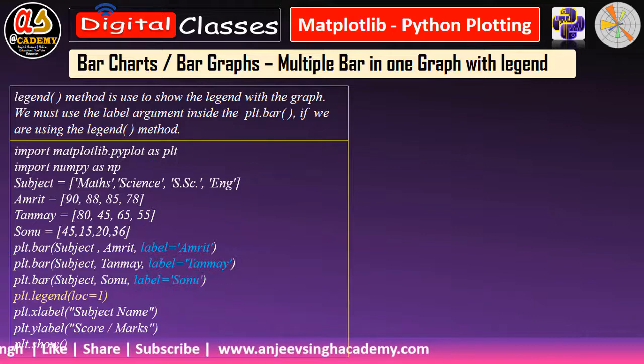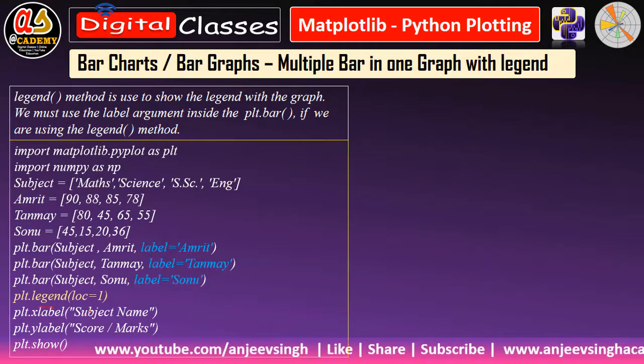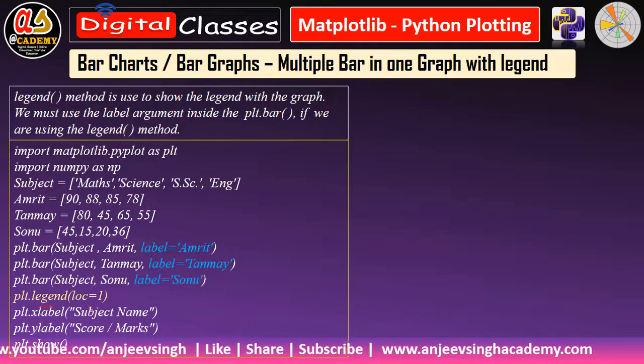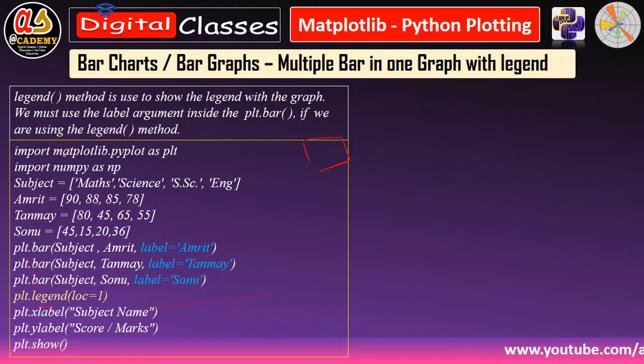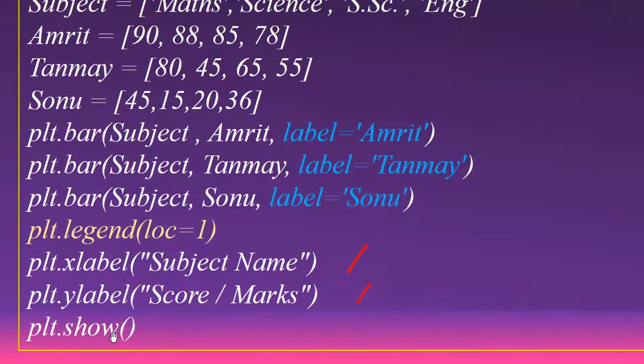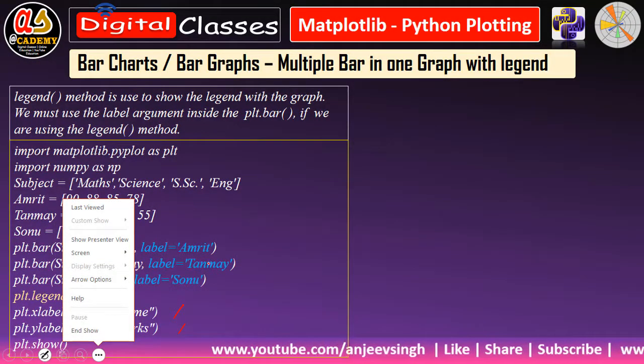And after that, we need to call the legend method. The legend method always requires one argument that tells us the location of the legend, where you want to put your legend. You may want to put your legend at the beginning position, the left corner, right corner, bottom, right bottom, like this. So you can decide the position. I have decided position 1 because I want to show the legend in this corner. Suppose this whole area is my graph area. And further I call xlabel, ylabel, and at last we have to call the show method. Now you understand what is going on.